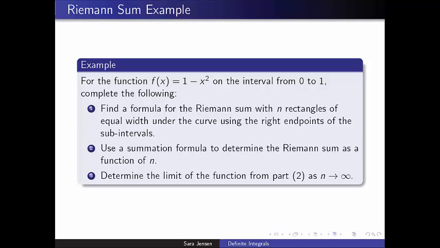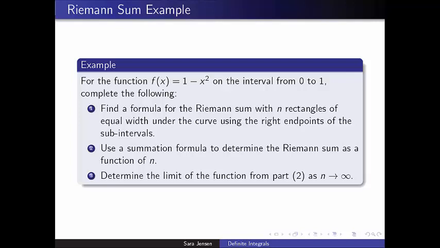We're going to come up with an approximation for the area between the function f of x and the positive x-axis on that interval from 0 to 1 by coming up with a formula for a Riemann sum using n rectangles, where n is going to be a variable for us. After we've come up with a formula for that Riemann sum, we're going to use some summation formulas that will probably not be known to you, but are the types of things you could look up in order to determine the value of that Riemann sum as a function of n.